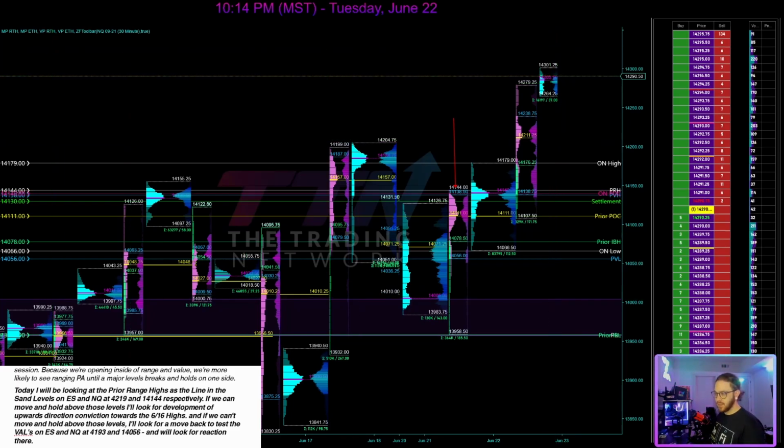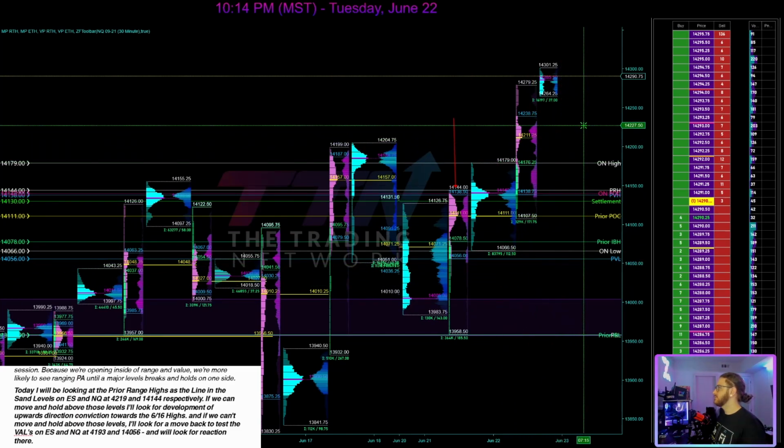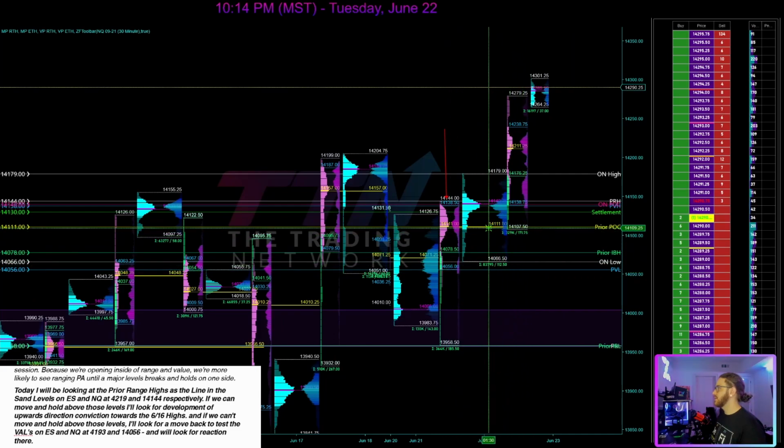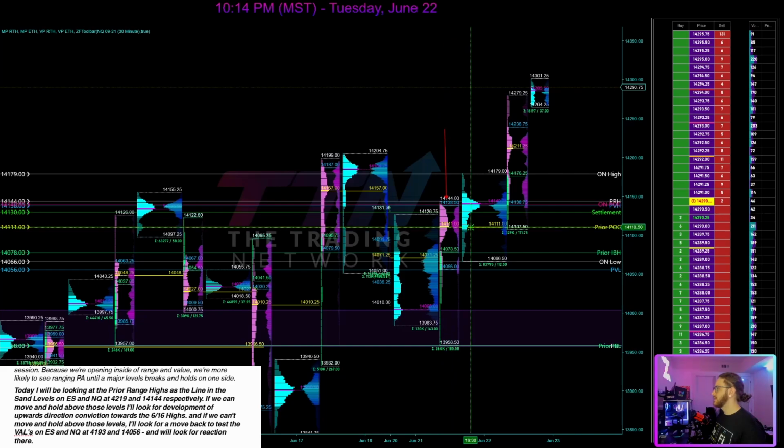All right, so before I get on any more tangents, check this out. If we could not move and hold above these levels, I was looking for a move back to test the value area lows on ES and NQ at 41.93 and 14.56 respectively. So 14.56, this level down here, we could not move below. We actually did get to this prior POC. We tapped that naked POC and we got bought up very, very quickly.